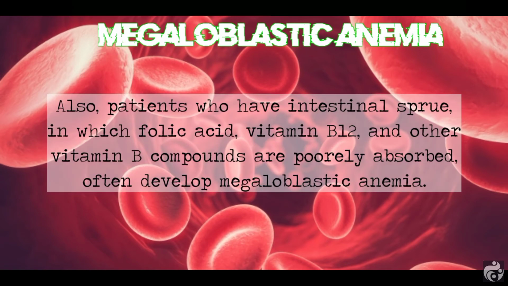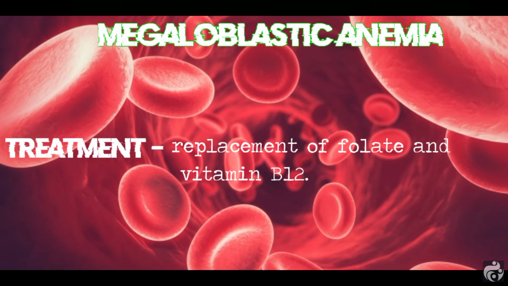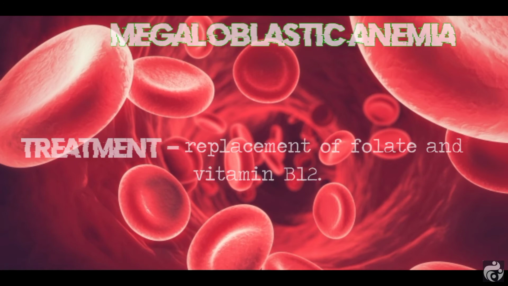Also, patients who have intestinal sprue, in which folic acid, vitamin B12 and other vitamin B compounds are poorly absorbed, often develop megaloblastic anemia. The treatment of megaloblastic anemia requires the replacement of folate and vitamin B12.